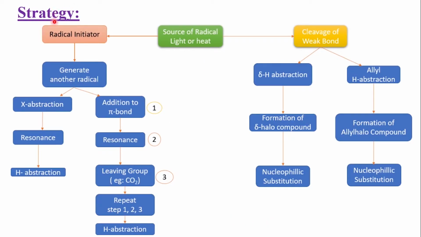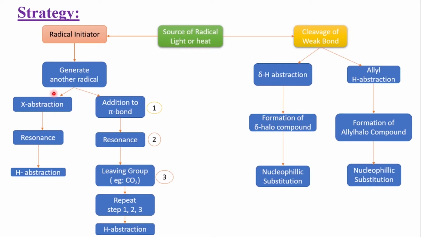So let's look at our strategies. We know that in a radical reaction, the source of radical is light or heat. So first we have to identify whether a radical initiator is given or not. If a radical initiator is given, this radical initiator generates another radical. This radical has two possibilities. One is halogen abstraction, another one is addition to a pi bond.